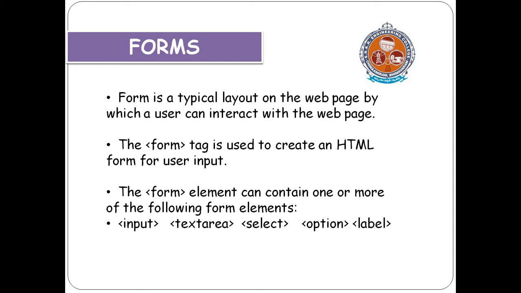Generally, if you apply for any job application, then a form is opened. For example, if you apply for the GATE exam, then you have to select the GATE application form. Then in that form you have different types of fields. In the same way, a form is any layout on the web page which can be easily used to interact with the web page. For that purpose you use elements such as input, textarea, select, option, and label. These are all the elements of forms. The tag of the form is form, in angle brackets.